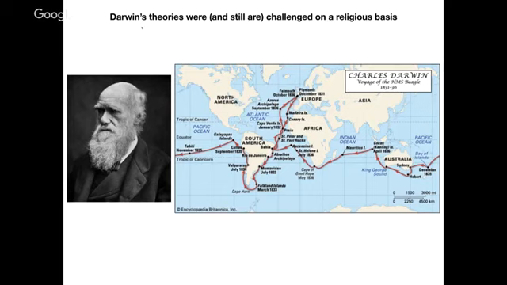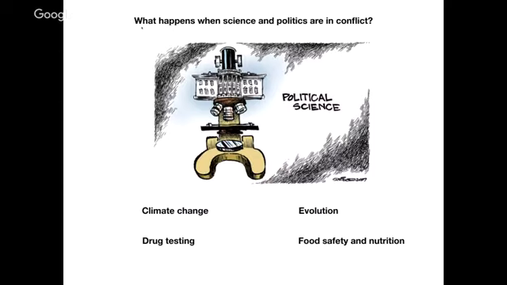So if this is the case, and I talked about the way that the scientific process occurs, what happens when science and politics are in conflict? And they are with a lot of hot button issues today, things like climate change, I mentioned evolution, things like drug testing and food safety and nutrition, especially when there's a lot of monetary interest in the outcomes of the way science is conducted.